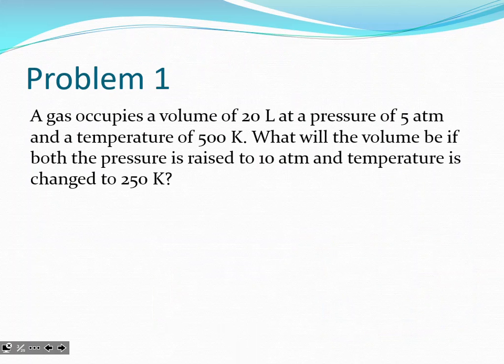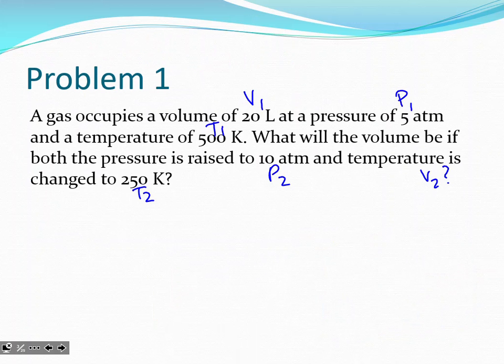A gas occupies a volume of 20 liters at this pressure, so I'm just going to start labeling. This is volume 1, this is pressure 1, this is temperature 1. Okay, what will the volume be if the pressure is raised to 10 atm? Pressure 2. The temperature is changed to 250 K, that's T2. So which variable are we missing? Volume 2, that's the one we need to solve for.